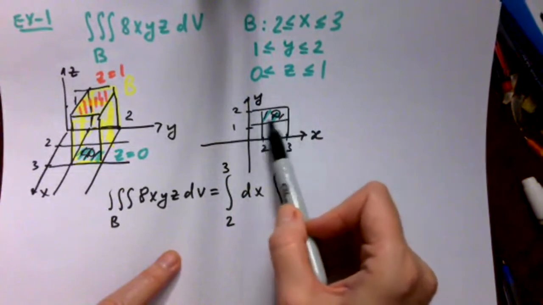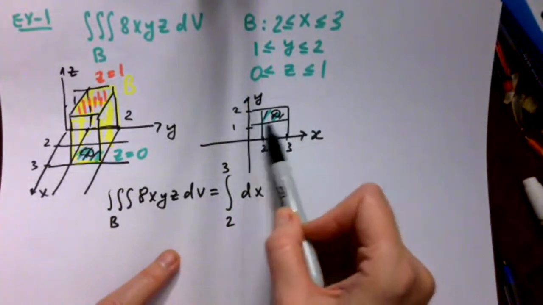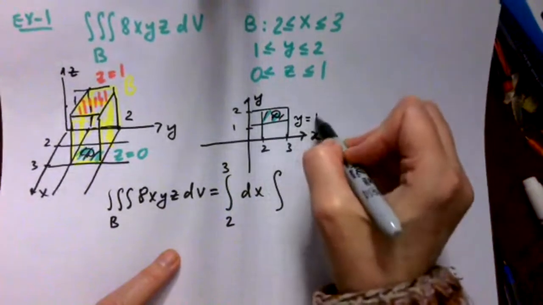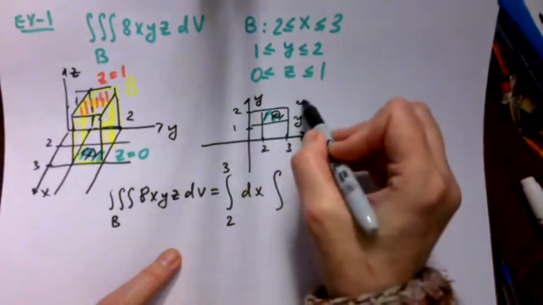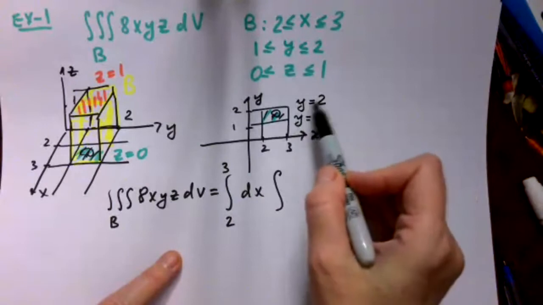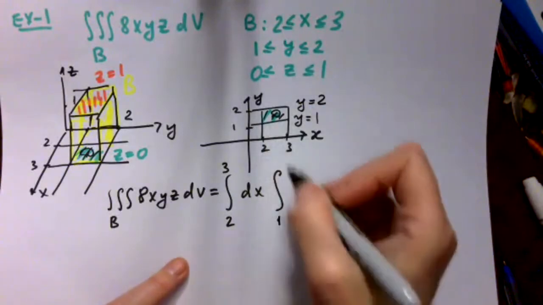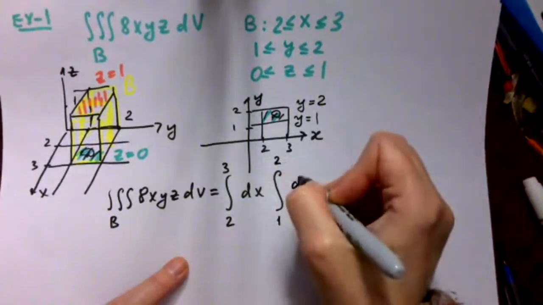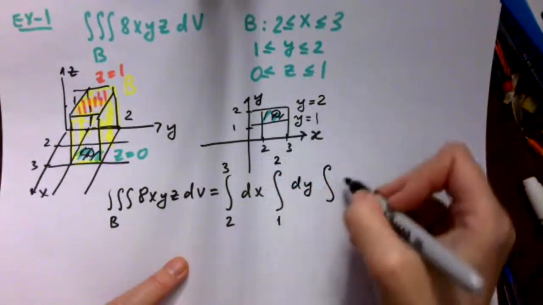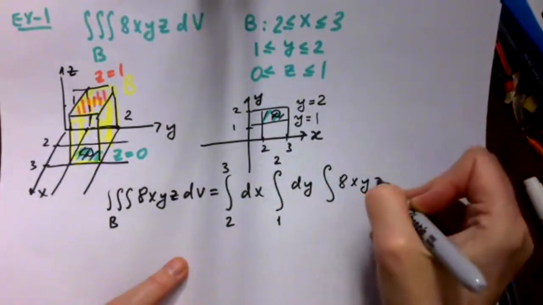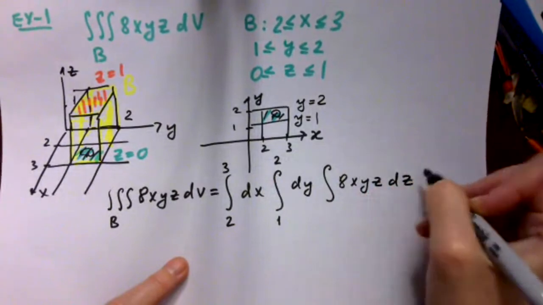The next step is to realize what is the lower boundary of this region and what is the upper boundary. Again, we are very lucky with this particular example. The lower boundary has equation y is equal to 1, and the upper boundary has equation y is equal to 2. Both boundaries are just horizontal lines. So the next integral goes from 1 to 2, dy. And finally, the last integral, I can rewrite my function here already, dz.